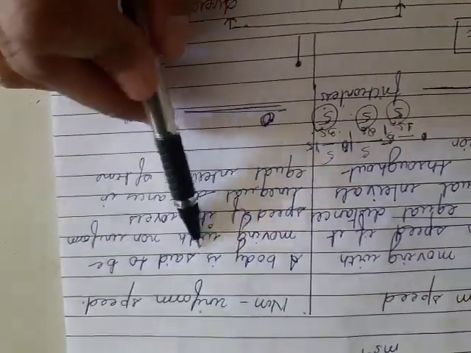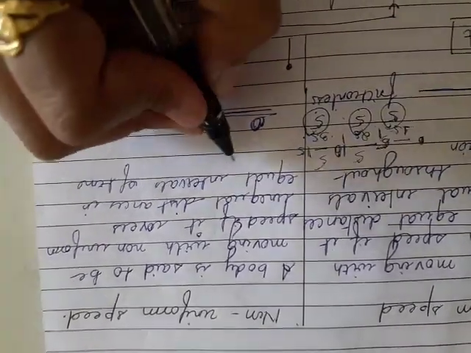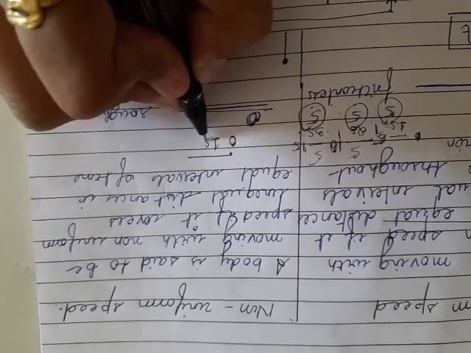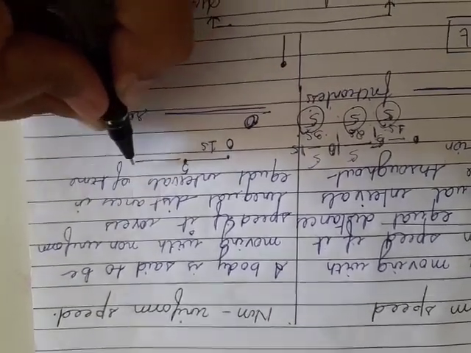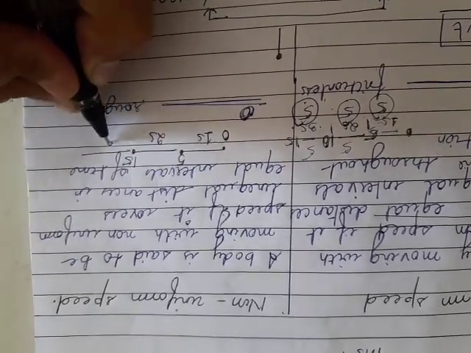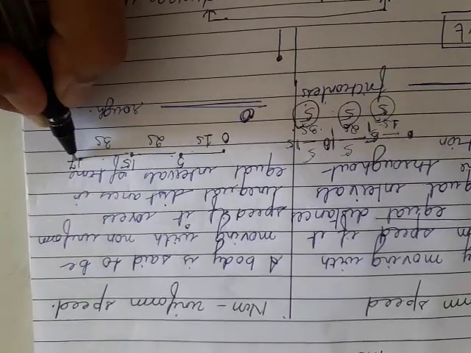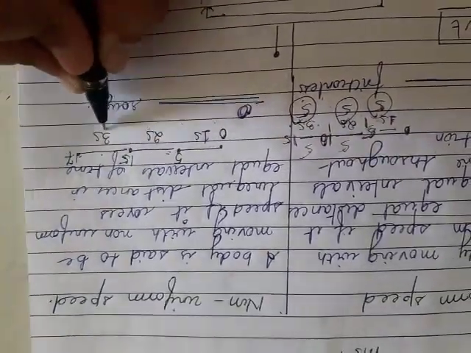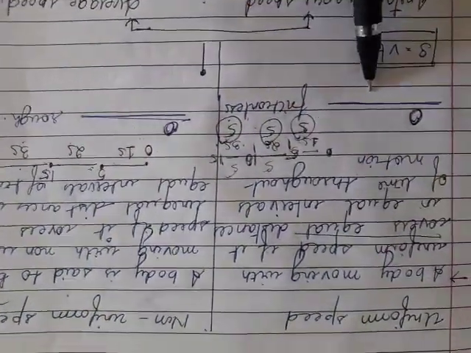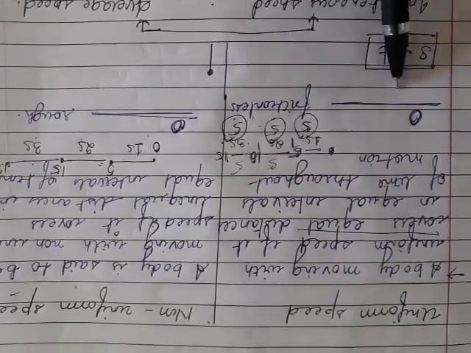A body is said to be moving with non-uniform speed if it covers unequal distances in equal intervals of time. For example, in 1 second it moved 5, then it moved 15 in 2 seconds. I am just giving an example. In 3 seconds it moves 17. So you see, it's unequal distances in equal intervals of time, so it is non-uniform speed. An example of uniform speed is a ball moving on a frictionless surface.